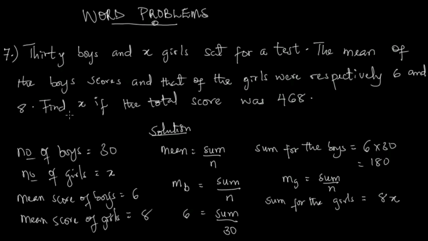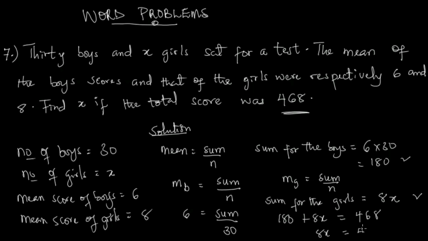So if the total score was 468, the total score will be the total sum for the boys plus that of the girls. So 180 plus 8x equals 468. So from here we can get our value of x.